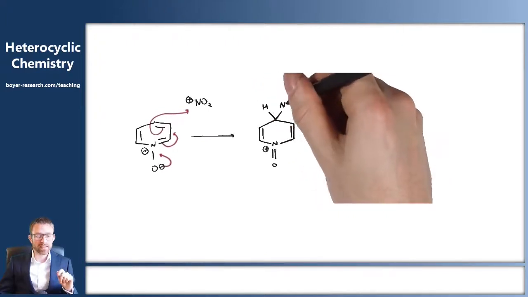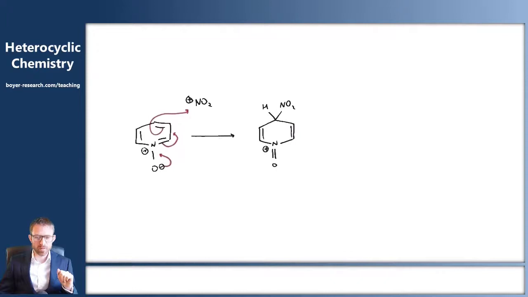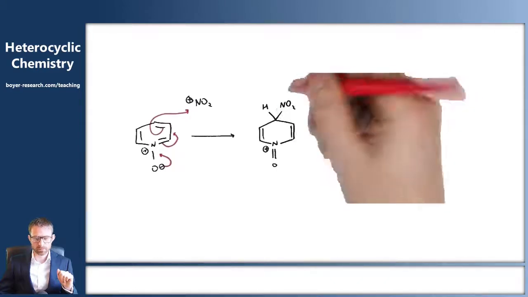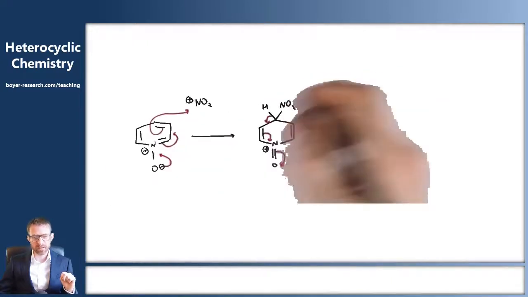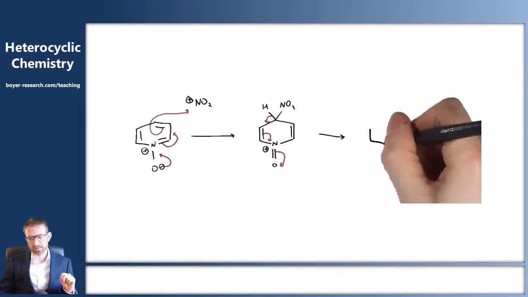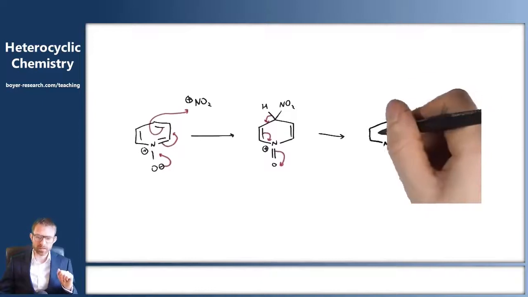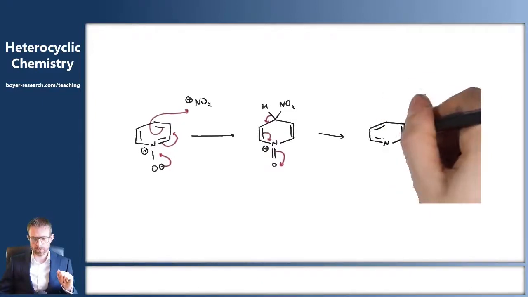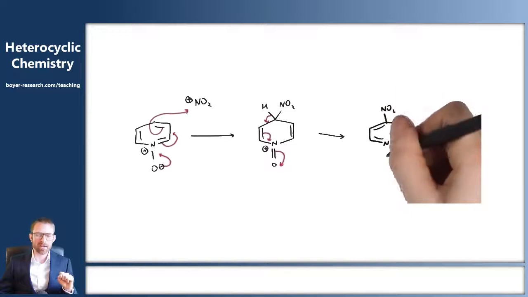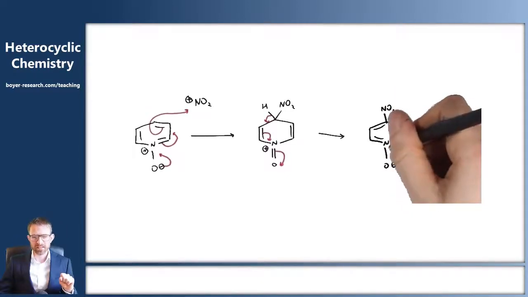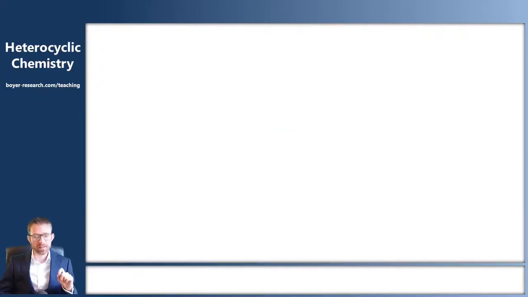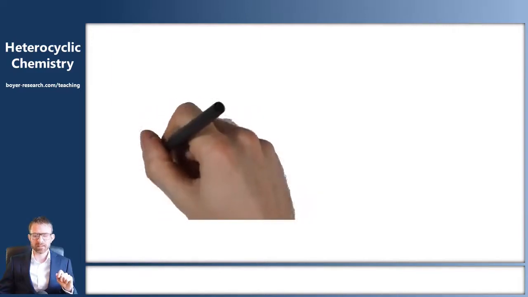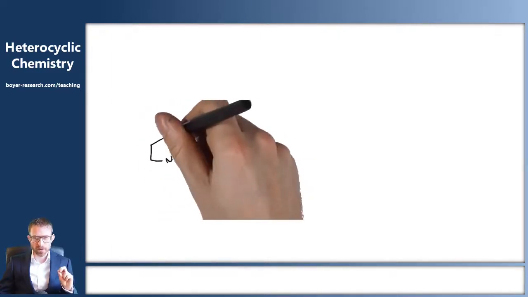We'll break the aromaticity and make a new carbon-nitrogen bond. And then to regain the aromaticity in this electrophilic aromatic substitution reaction, we lose H+, and we can see now how that oxygen directs nitration at the 4 position. As well as being more nucleophilic, our system is now more electrophilic.